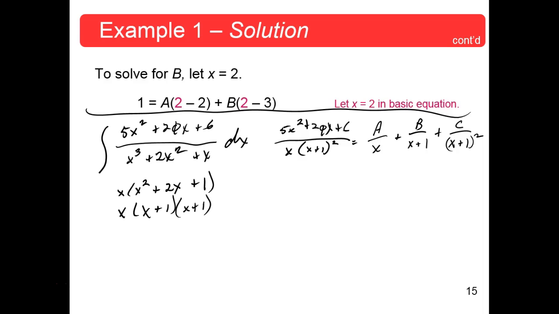Get a common denominator. And what is it? x times x plus 1 squared. Yeah, it's that thing right here. So we multiply this one by x times x plus 1 squared. We multiply this by x times x plus 1 squared. We multiply this one by x times x plus 1 squared. And we multiply this one by x times x plus 1 squared. Okay, I ran out of room.